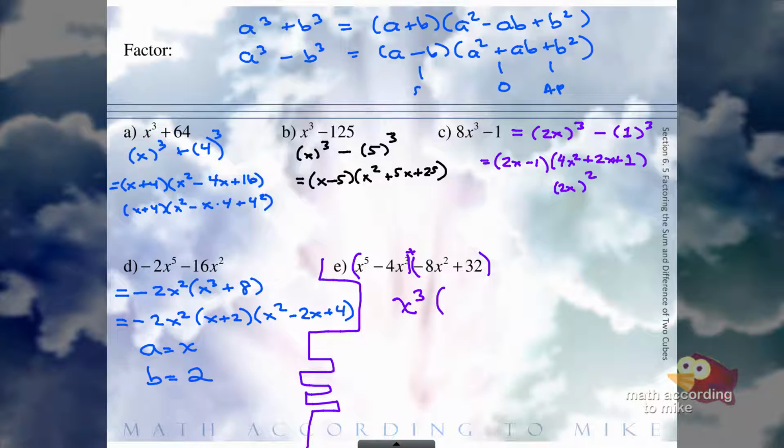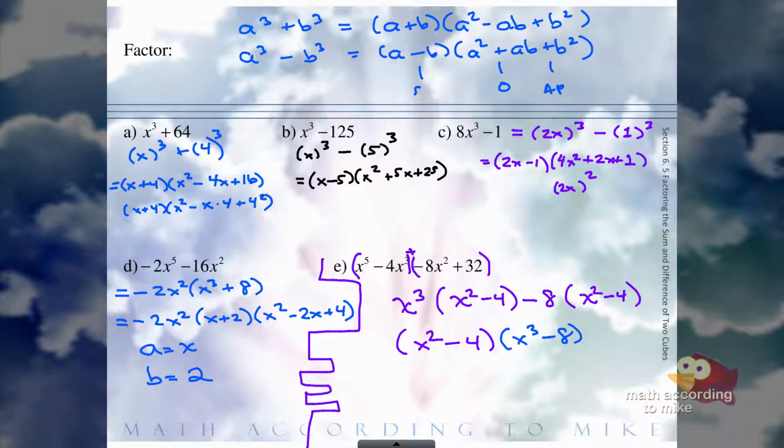If I pull out an x cubed, I'm left with x squared minus 4. And from the second group, we need to pull out something so that I'm left with another x squared minus 4. So I'll pull out a minus 8. In doing so, I'm left with x squared minus 4. Okay. They both have an x squared minus 4, so I can factor that out. And if I take out the x squared minus 4, I am left with x cubed minus 8.